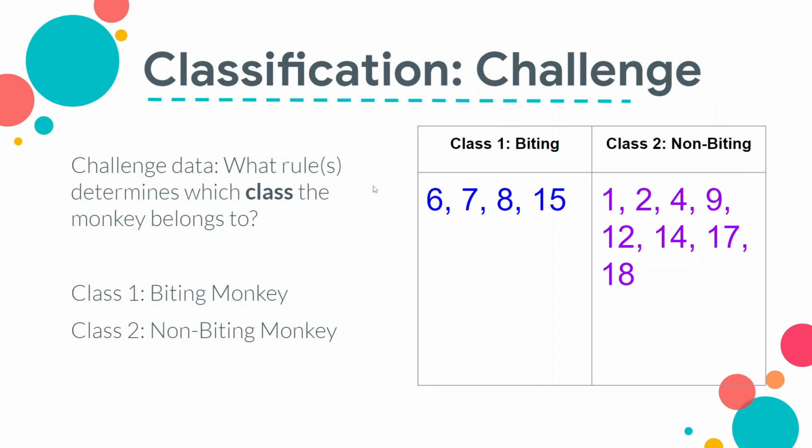Now, the challenge I'm going to give to you all is, taking these rules that you know, go ahead and create your own rule on how you think you would classify the monkeys. There's no right or wrong answer here. I want you to be as creative as possible. What things do you think will unify the monkeys that will make them biting or non-biting? Feel free to dig into this with your group.